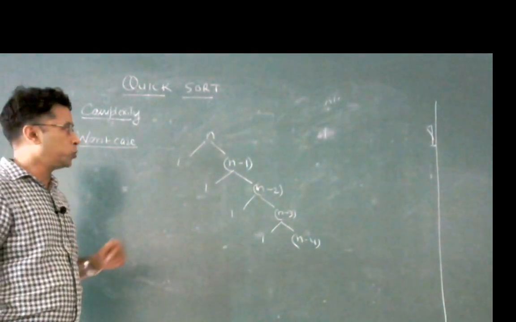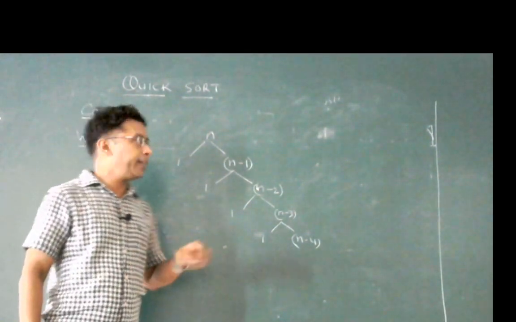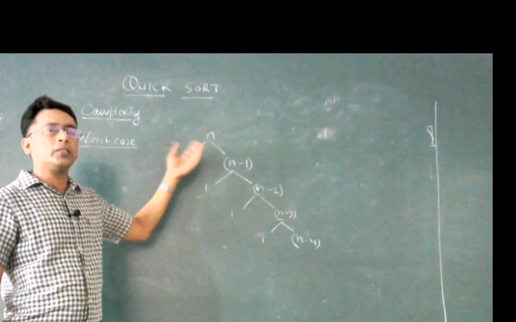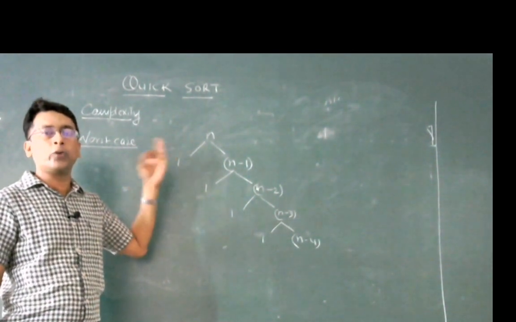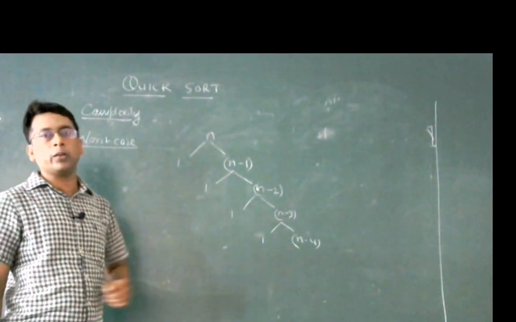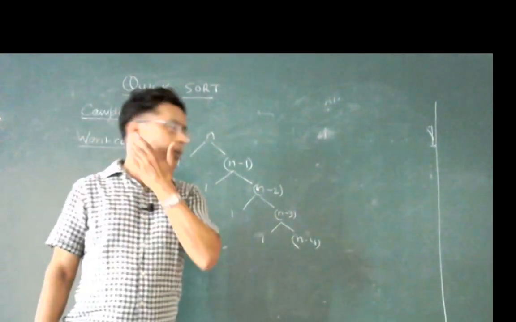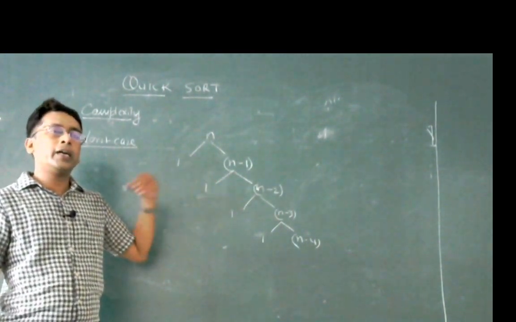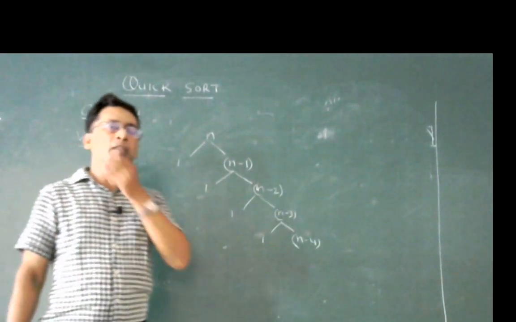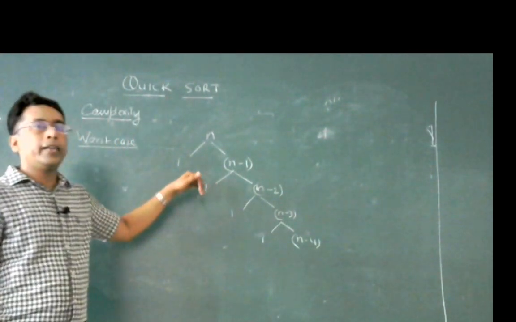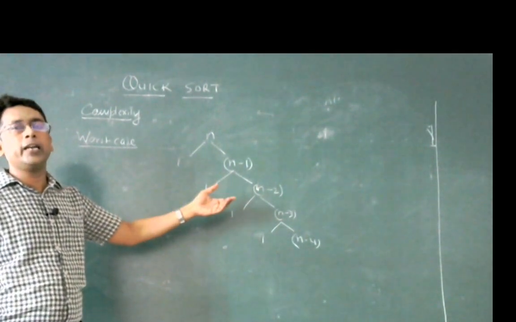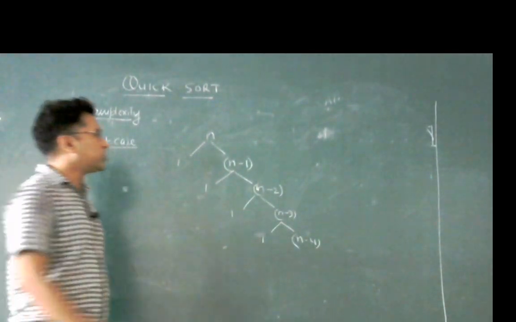Suppose we choose a pivot element in such a way that every time we partition the array, one side has a single element or zero elements and the other side contains all the remaining elements. This happens when the array is already sorted. When the array is already sorted and we partition it, we will not get any element on the right hand side.